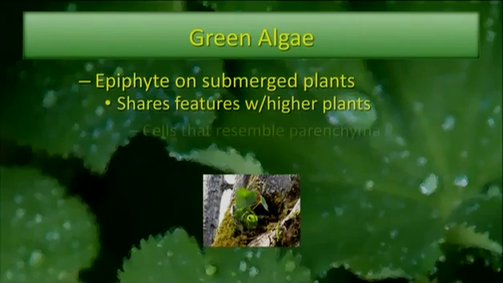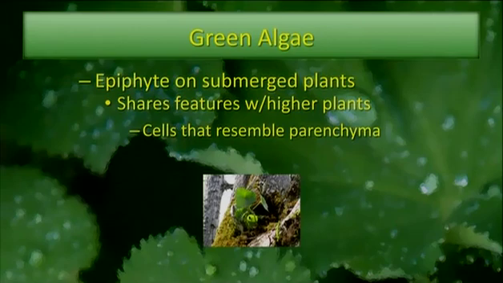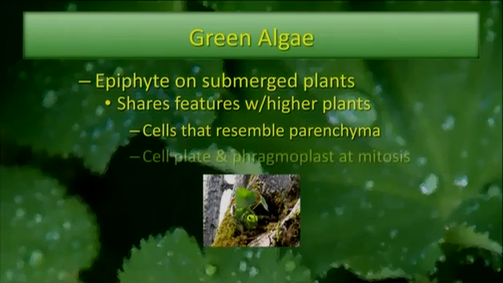Another thing is this Coleochaete actually shares features with higher plants. For one thing, it has cells that resemble parenchyma. Remember parenchyma from way earlier in the semester? Parenchyma, collenchyma, sclerenchyma. So they have cells that resemble parenchyma cells that you see in higher plants. Also, Coleochaete has a cell plate and phragmoplast forming during mitosis, in cytokinesis and telophase.